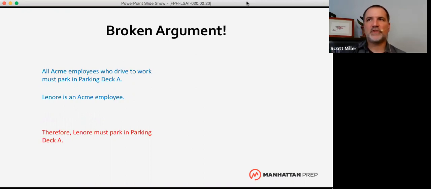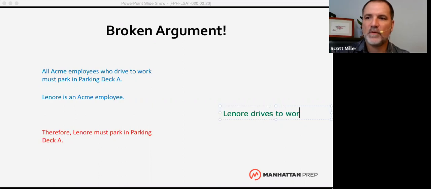A large portion of LSAT logical reasoning questions fall into what we call the assumption family. The assumption family questions are all based on an argument that's missing one or more premises. It might be missing several premises. The argument's broken, it's missing several pieces that we actually need to know in order to draw the conclusion. We would call that missing piece, Lenore drives to work, an assumption.